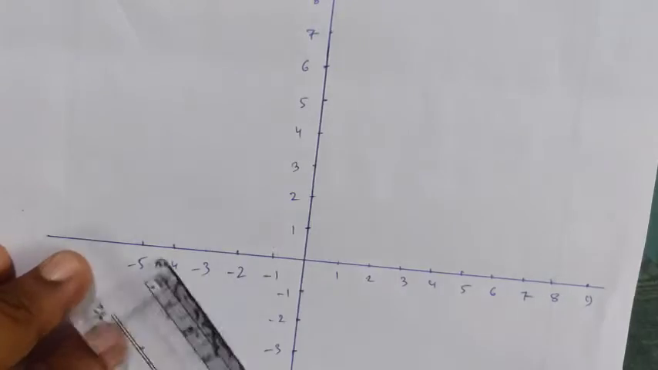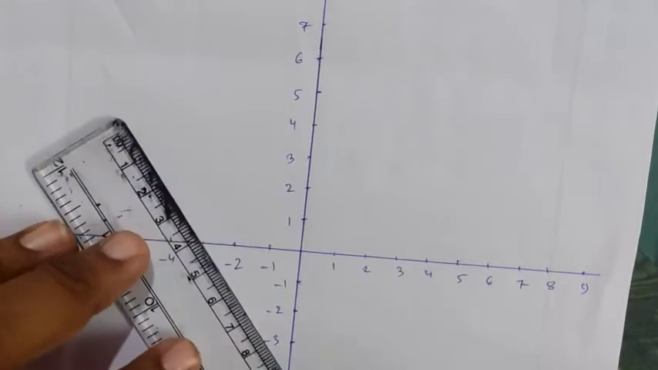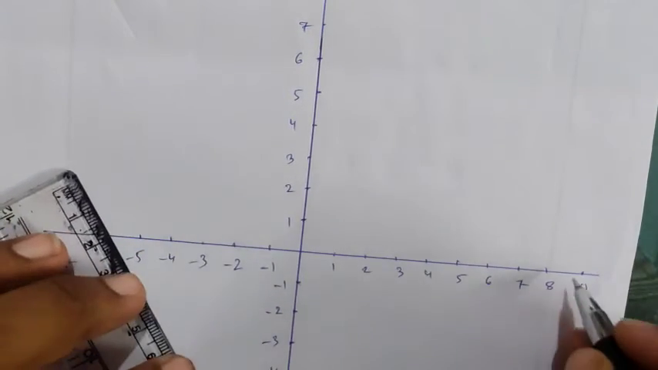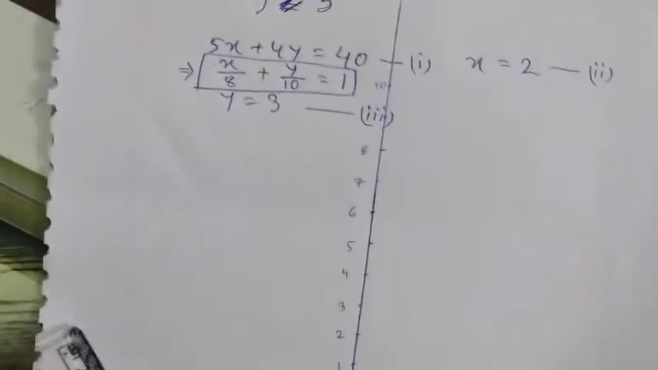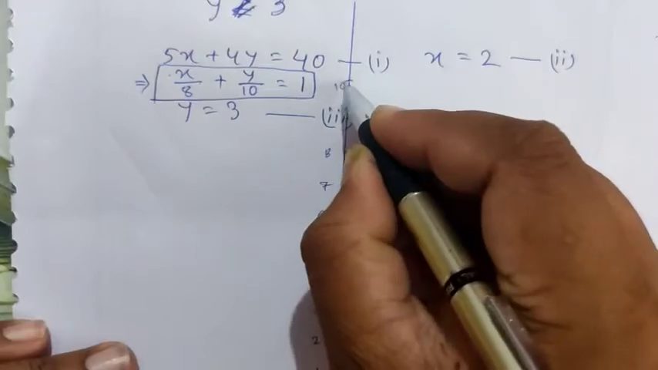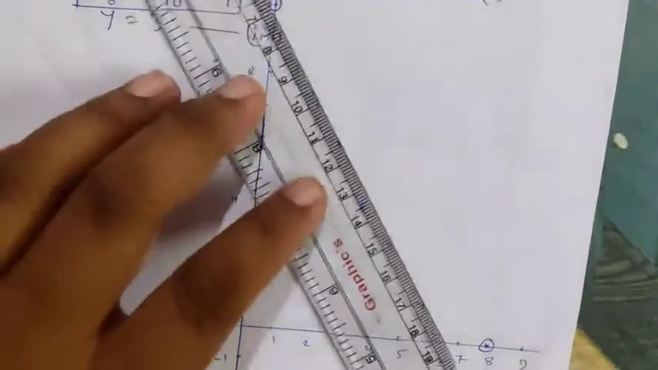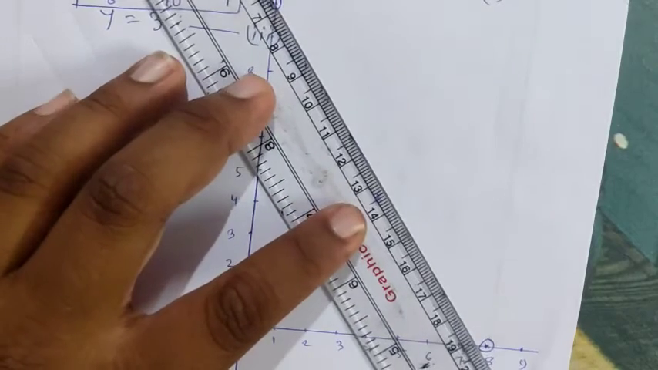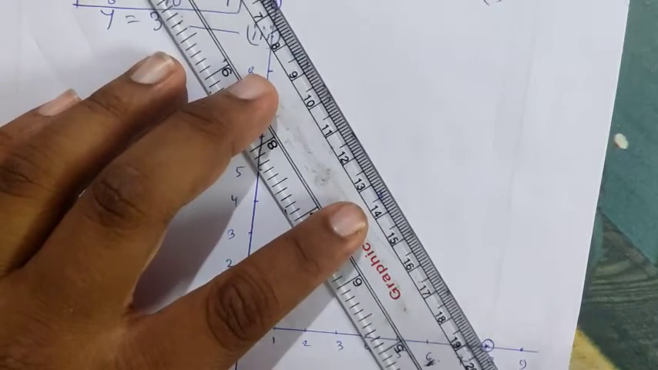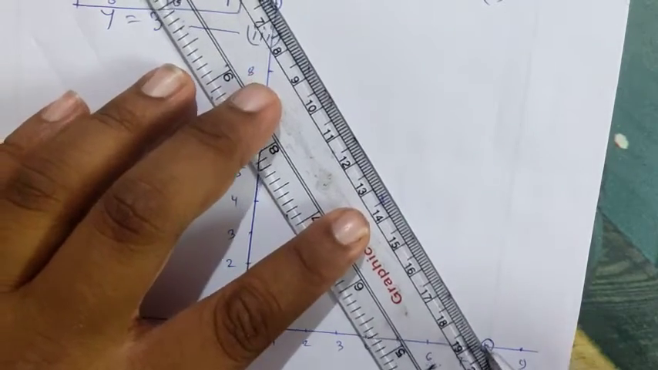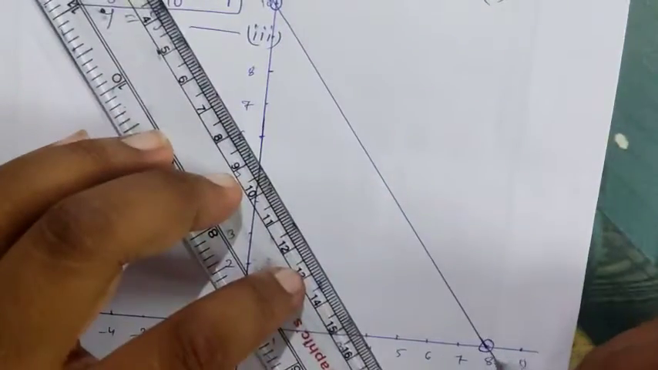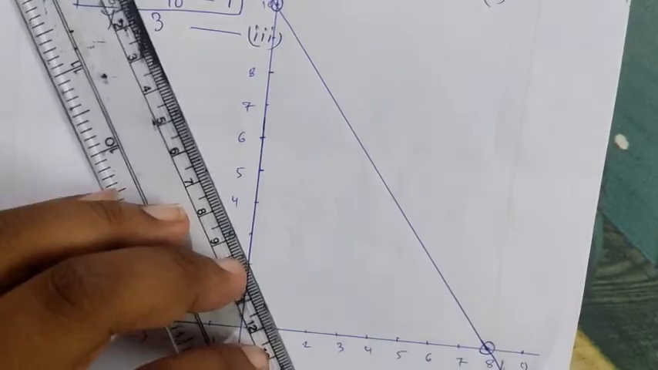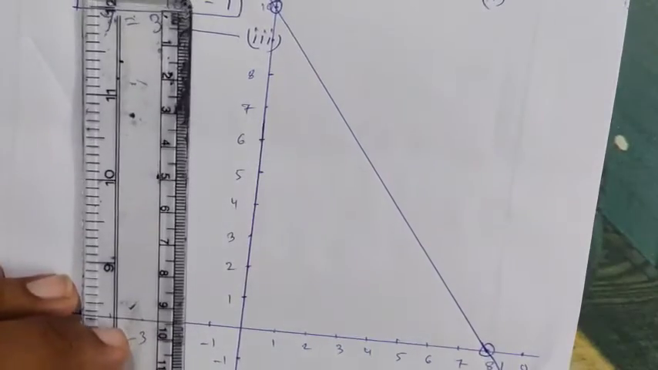Okay, so let's plot the points first. (8, 0) is here, and (0, 10) is here. So joining those two points, we will get the first straight line, and we will name it number 1 so that it doesn't get mixed up with the other straight lines.